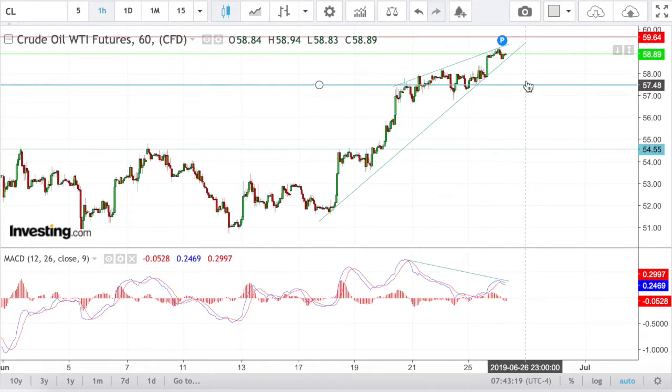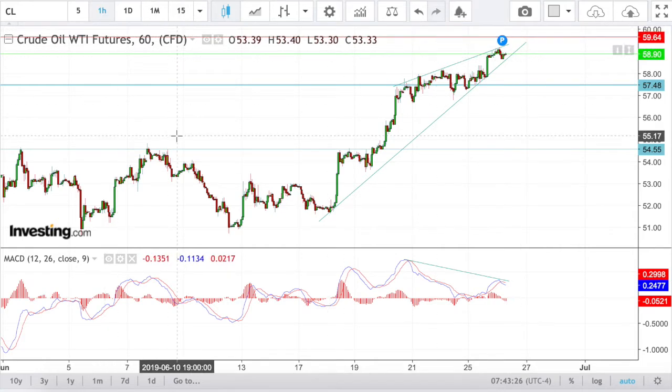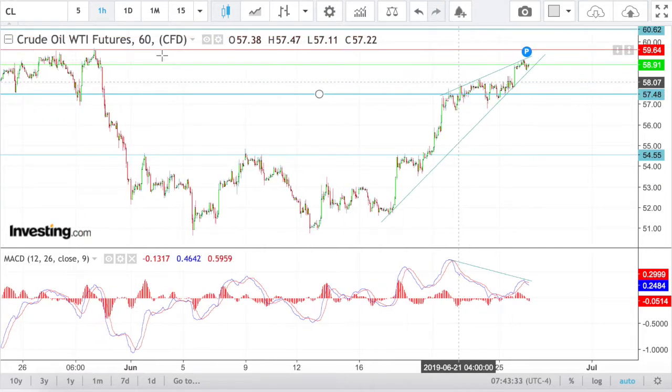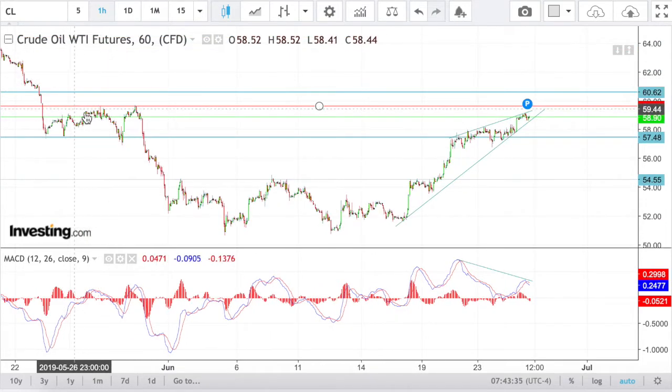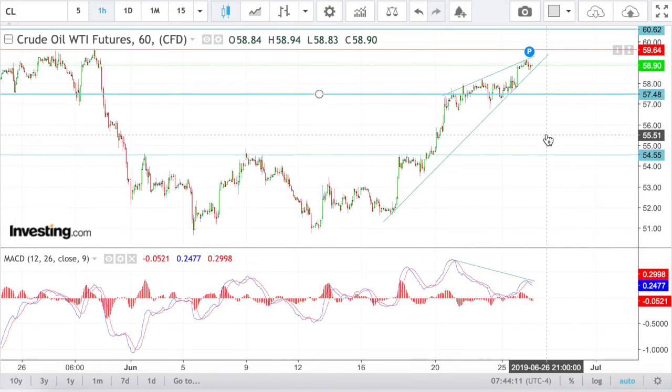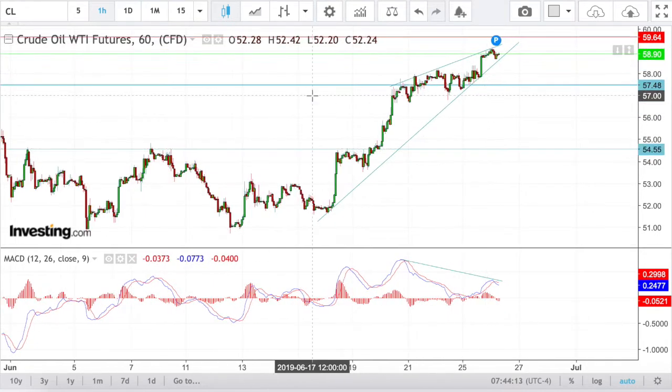Now, obviously, I do have a stop here. Nothing is 100%, especially with these hourly charts. They don't always play out. So my stop is 59.6. Why? Just because that is a nice resistance level, and if we start breaking above this, I think we may risk a little bit more upside before crude oil reverses. So that's about it for the hourly chart.